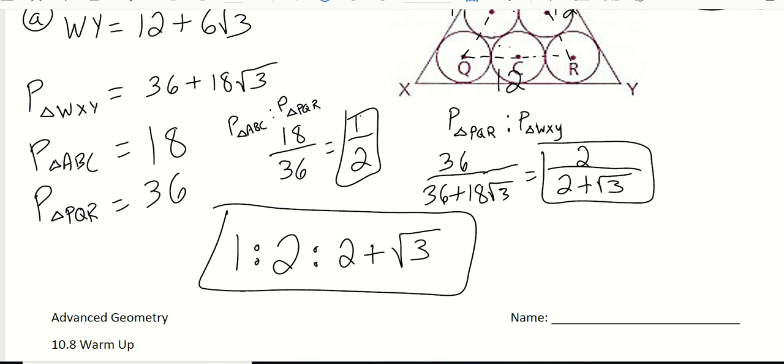And just a quick word before I go, this is another way to represent those ratios there, 1 to 2 to 2 plus root 3. So if you wanted to go that route, that would be an acceptable way to report this answer.